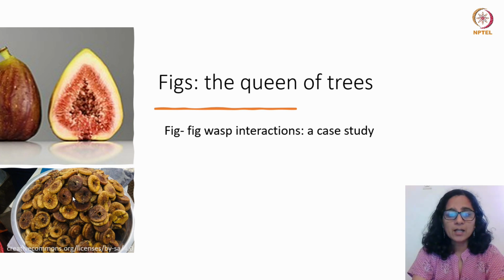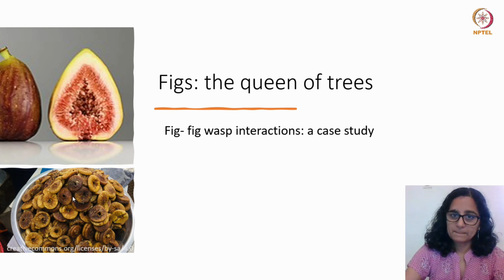Figs were, in fact, one of the oldest plants to be cultivated, much earlier than wheat or pulses. It's as old as 9,400 BC. It's known that Aristotle mentions fig and fig's reproductive system. So people knew about figs and how to cultivate figs a long time back.